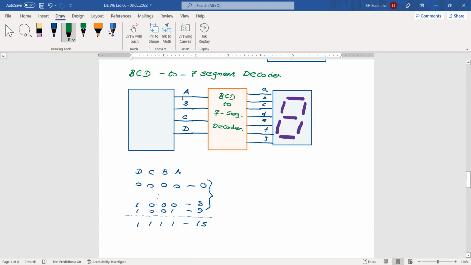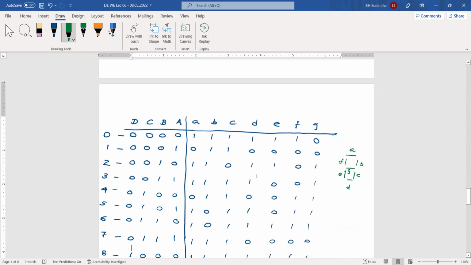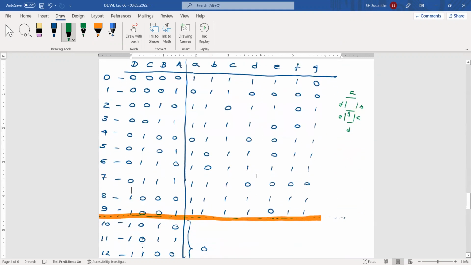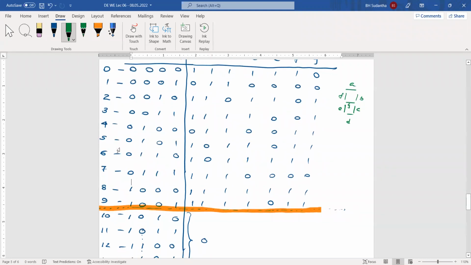We can show all these numbers on a 7-segment display. But one restriction is here. That restriction is that when you consider the DCBA 4-bit binary number, its minimum value is 0, 0, 0, 0, that is 0. Its maximum value is 1, 1, 1, 1, that is 15. Then from 0 to 15, 16 different combinations are there.